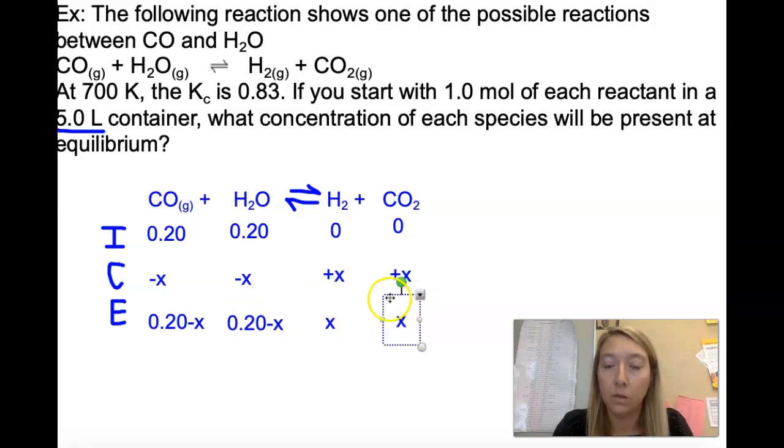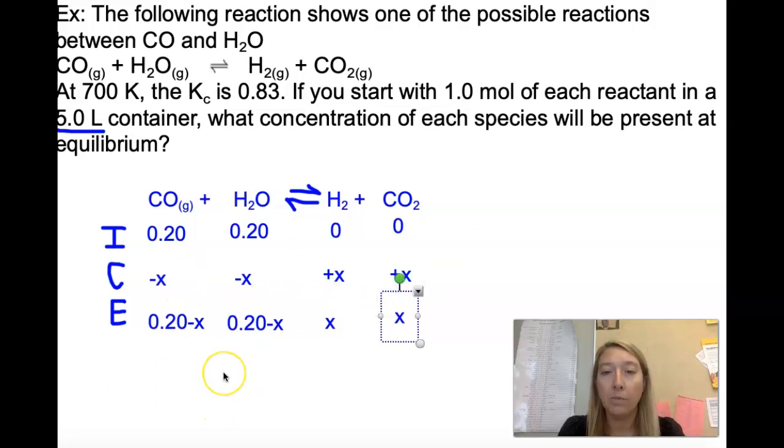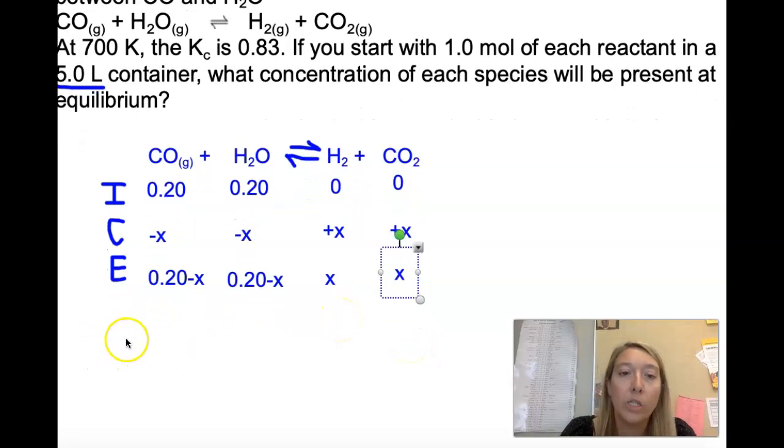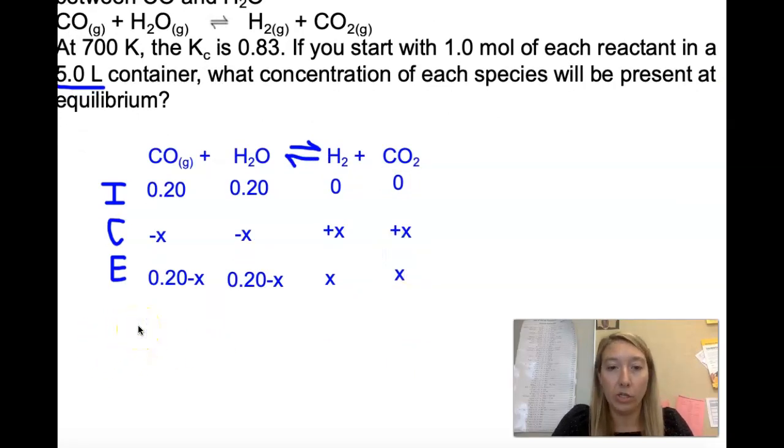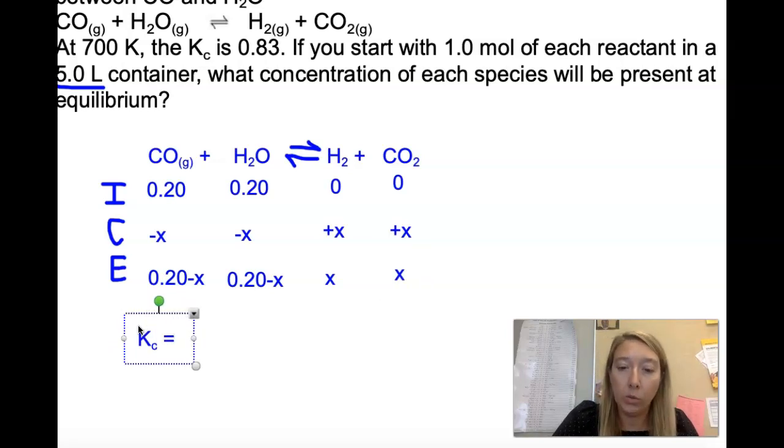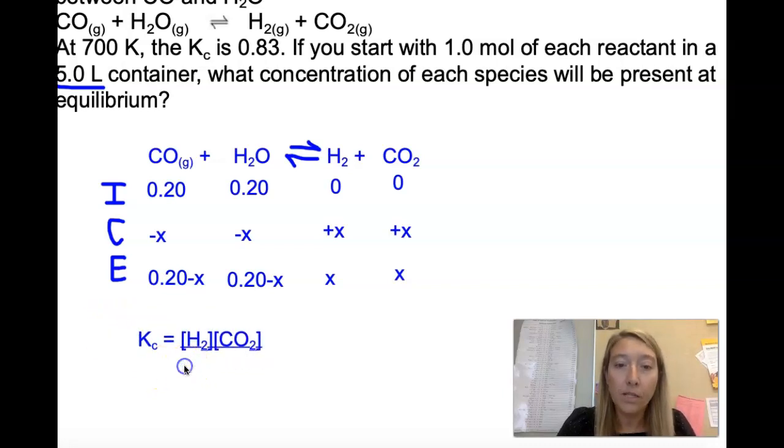And same thing here. Okay, so all of this is the same as where you started with the last two questions. The difference is I don't know what any of these equilibrium concentrations are. So I can't actually figure out what x is right now. I can do it, but I can't do it right now, okay? So next thing we're going to do is we are going to set up that Kc expression. So we're going to have that Kc is equal to the concentration of hydrogen times the concentration of carbon dioxide, and that's all going to be divided by the concentration of carbon monoxide and water.